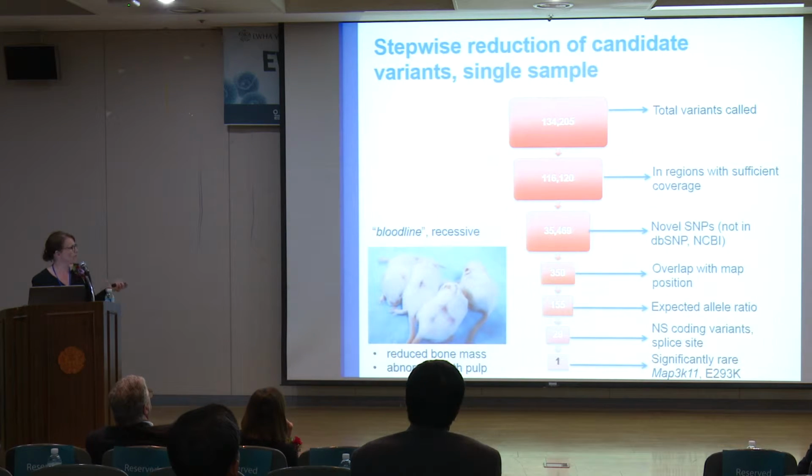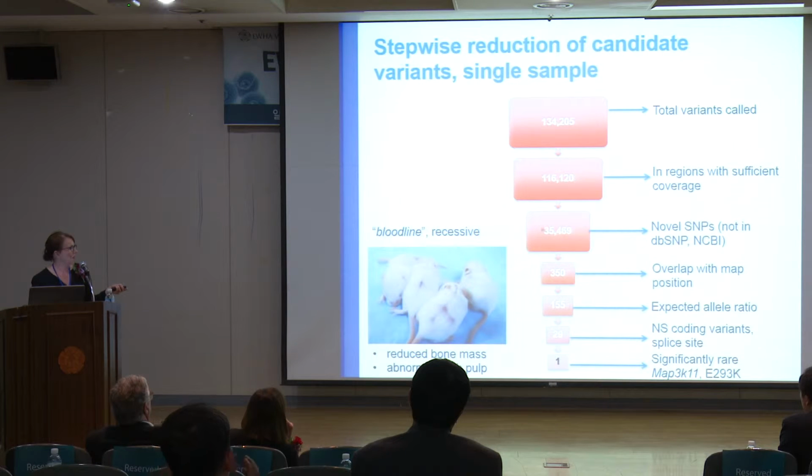So how do we go from there to what we think is a single causative mutation? And so what we first do is we look at only those variants that are in regions that have sufficient coverage. We like to have at least 5 reads coverage before we are confident in our variant calls. And then we look at only those that are novel.